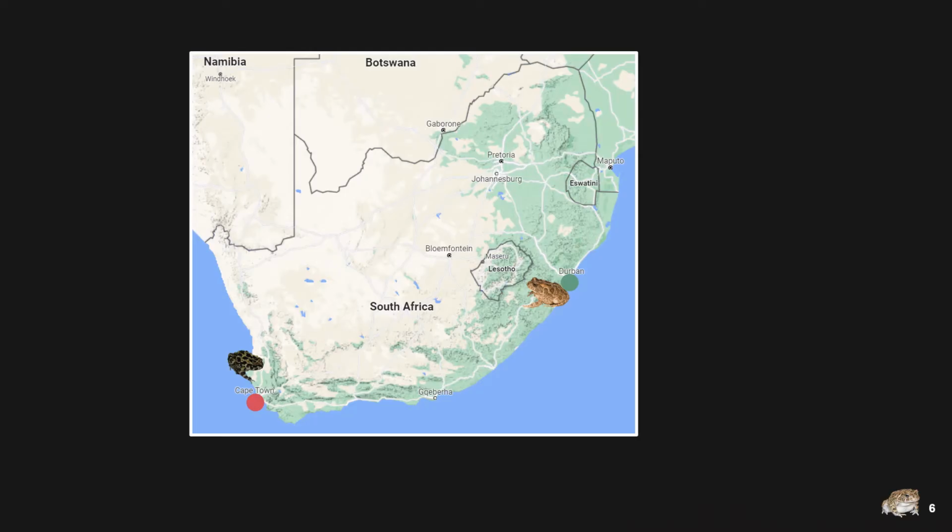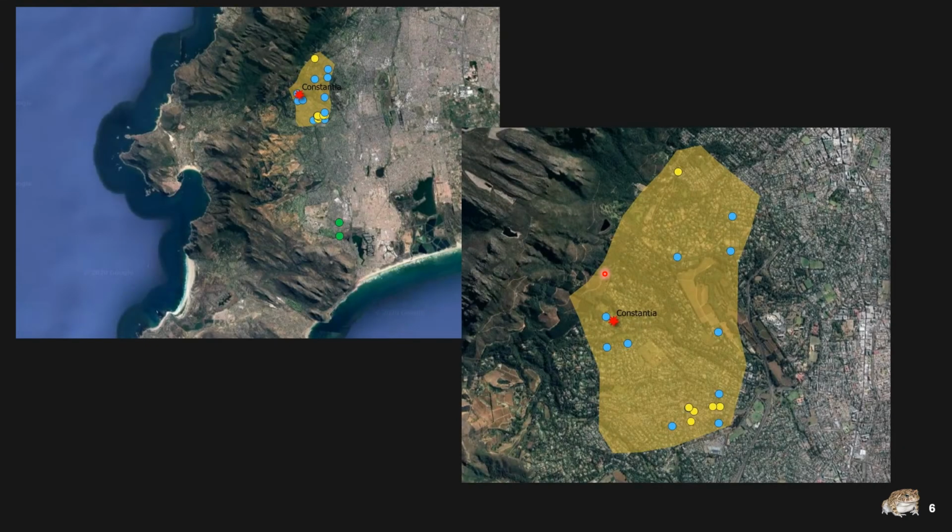So to answer this question, we collected fecal material from 4 different groups. Firstly, we collected fecal material from guttural toads in the Durban area. This is because we know that guttural toads were introduced from Durban into Cape Town. So in Cape Town, we also collected guttural toads in the introduced range, which is shaded in yellow over here. Those are our guttural toads.